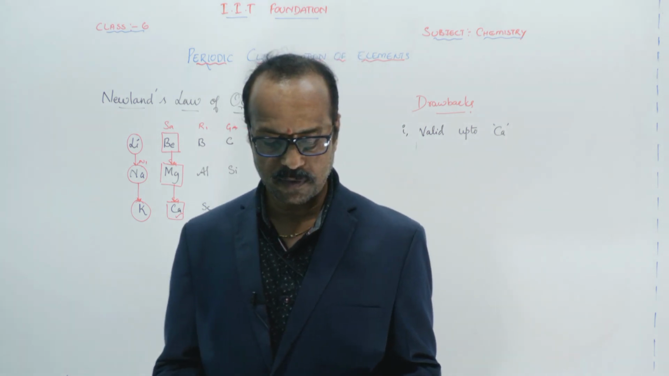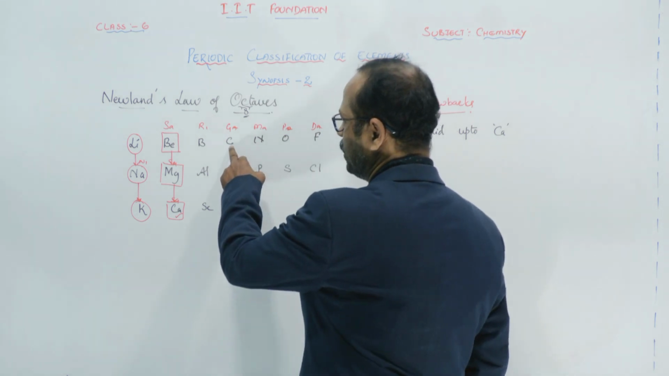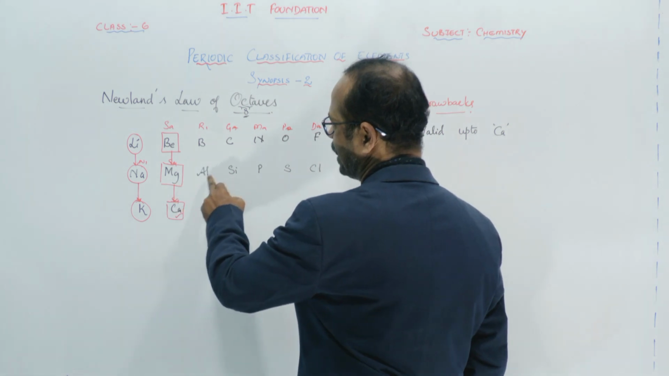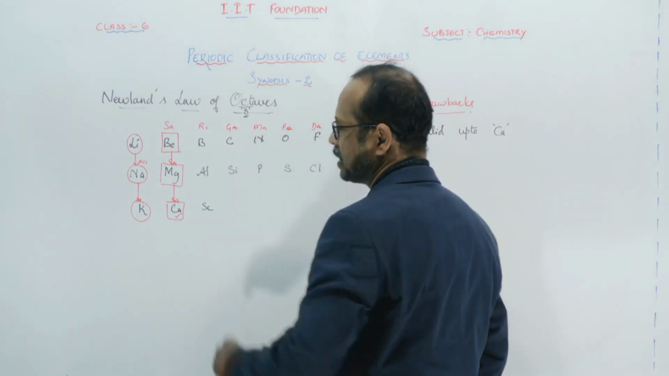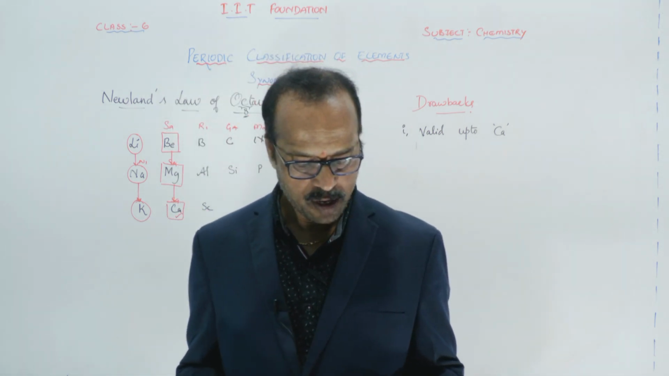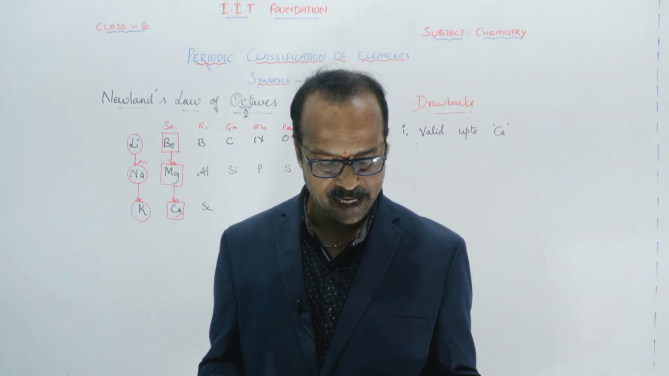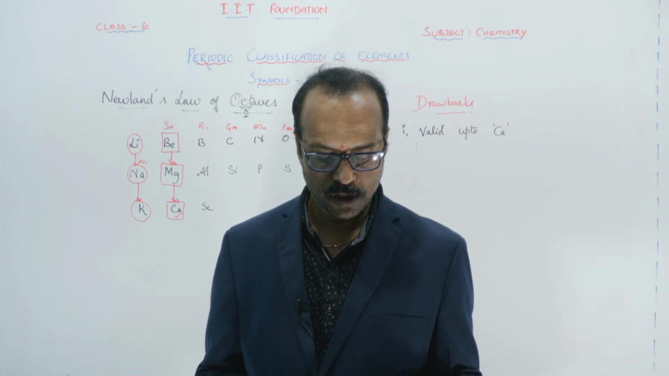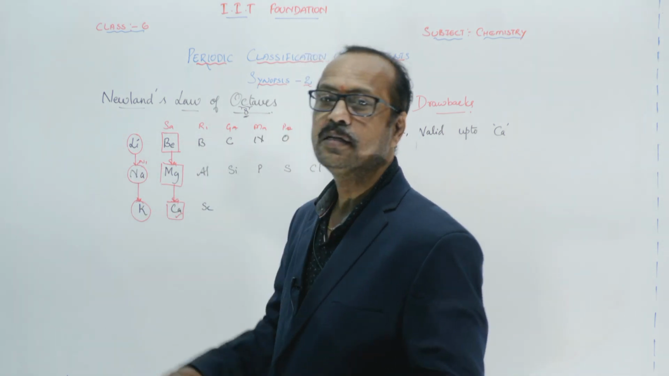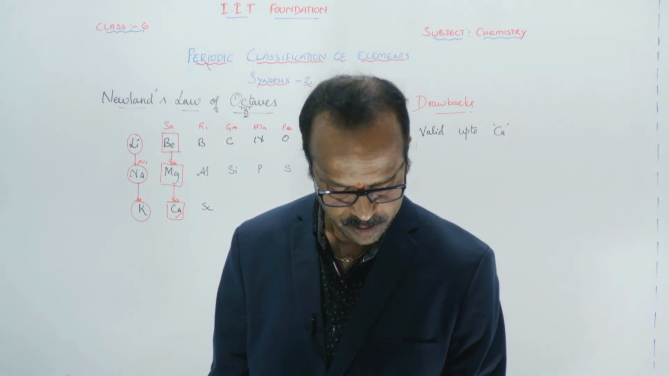In Newland's concept of octaves, the eighth element after carbon. From here you can start like this: sa, re, ga, ma, pa, da, ni, sa. So the eighth element after carbon is silicon. Next, in Newland's table, the first element which shows similar properties with the 8th element: carbon, aluminium, no; lithium, sodium, yes. Lithium, sodium is the 8th element, right? So the answer is option 2.